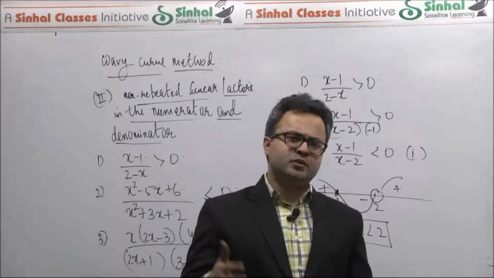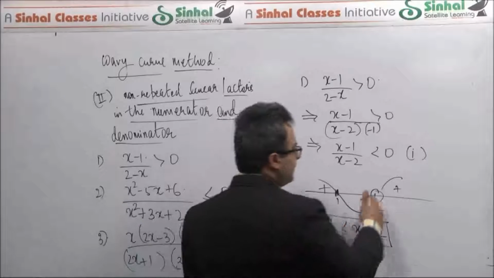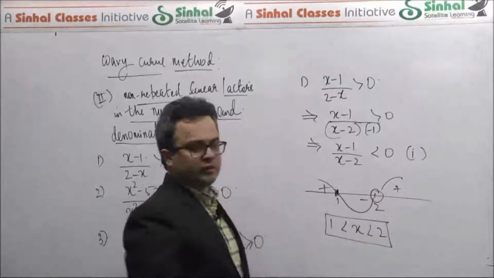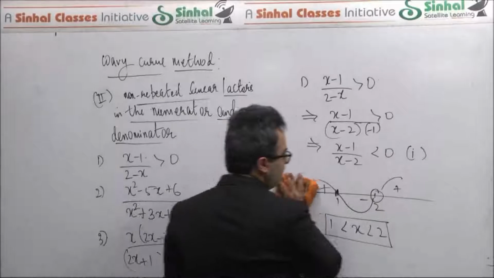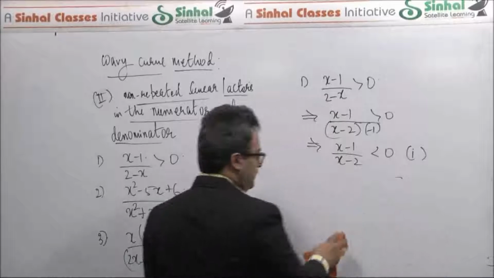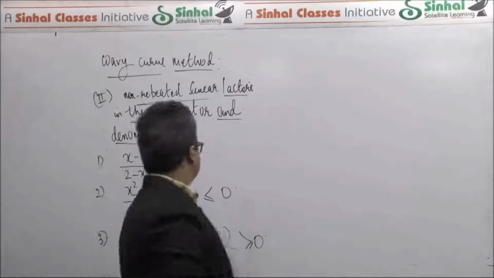Just to help us keep track of which are the points from the denominator, we can visually just mark a ring around the values which come from the denominator. This of course is not really an essential step. It will just help you keep track of the critical points which come from the denominator. Everything else essentially remains the same.